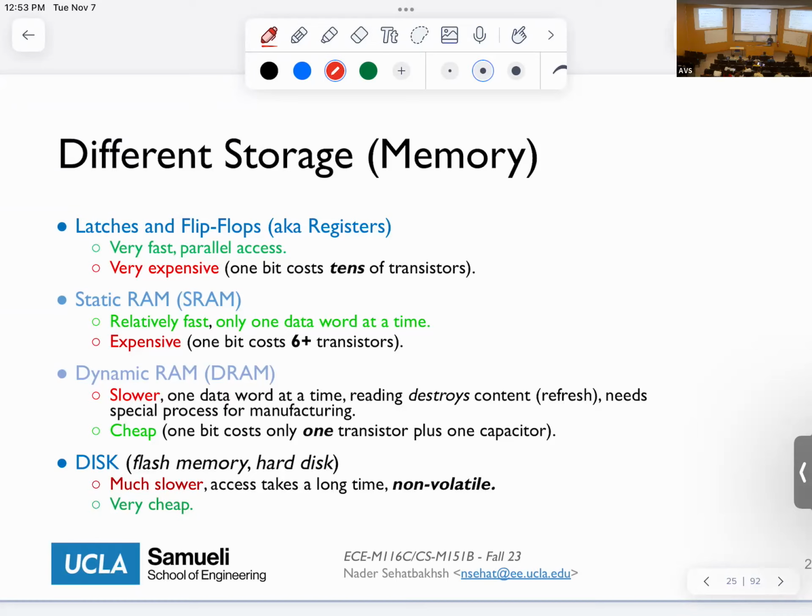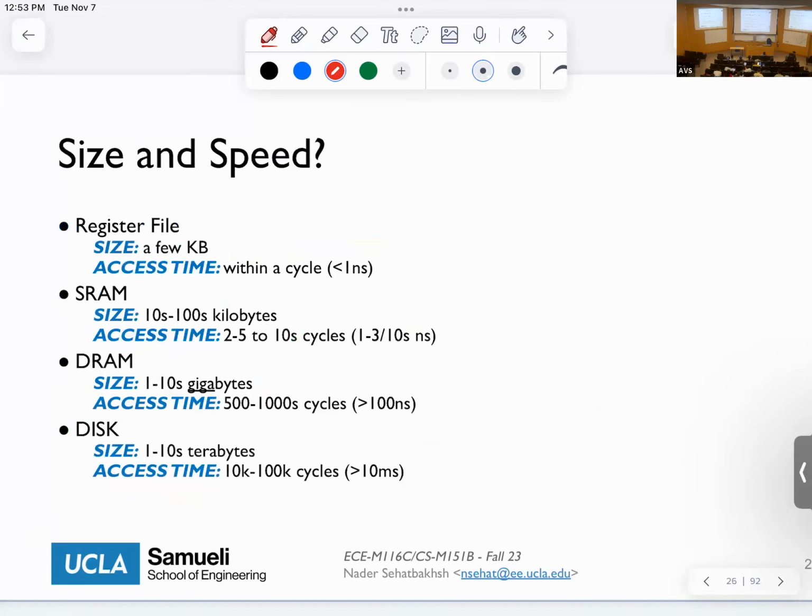And lastly, you have what we call disk. This could be either flash or older technologies like an actual disk. These are very, very cheap. So you can store terabytes of data in a small storage unit, but they are very, very slow in terms of reading them. They use a very different technology actually, but they're very, very slow. To give you numbers, again, register files are in the order of a few kilobytes. The access time is within 1 cycle.